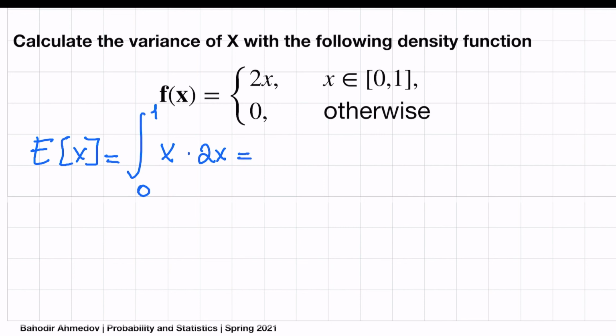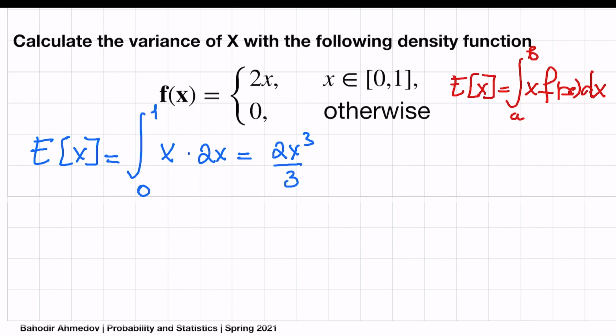So the expected value of X is equal to the integration of X times the density function between a and b. And if you multiply this, it's going to be 2x squared. What is the antiderivative of 2x squared? 2x cubed over 3. And we have to substitute 0 and 1. If you substitute 1, it's going to be 2 over 3 only. If you substitute 0, it's going to be 0.